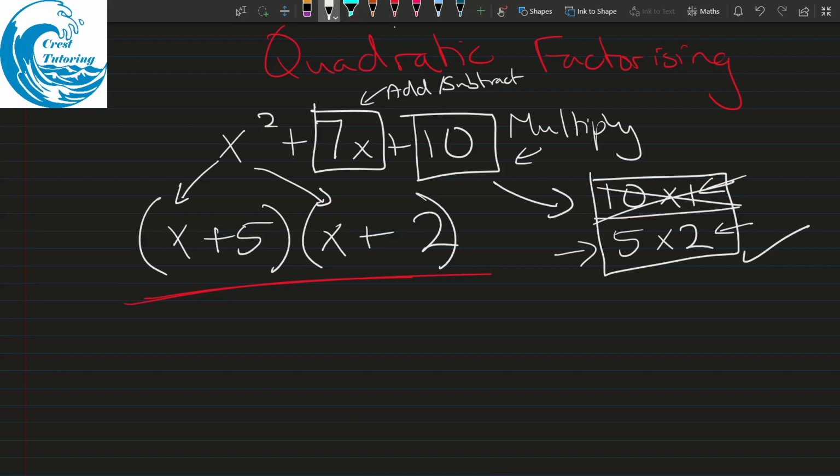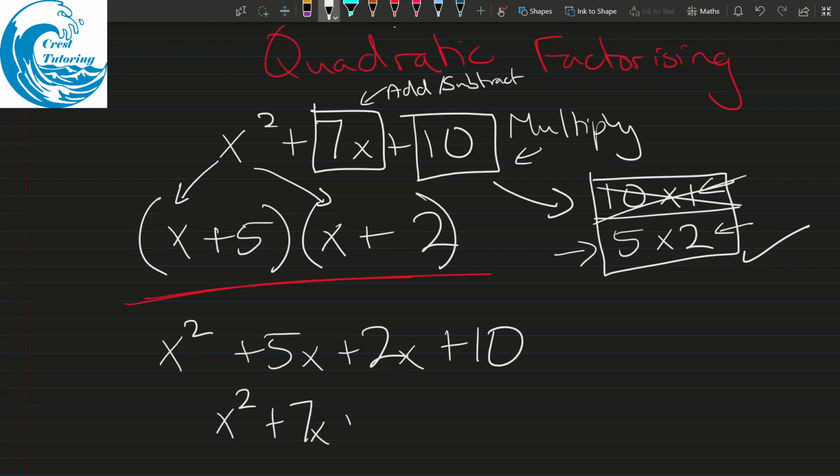The only way then to check if you're right is the same as the other ones before, you just multiply it out. So if I multiply out this, x times x is x squared, 5 times x is 5x, x times 2 is 2x, and 5 times 2 is 10. So then you're left with x squared plus 7x plus 10, so we know we're right.